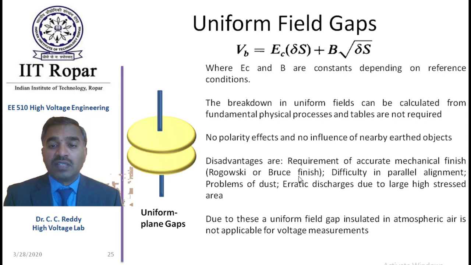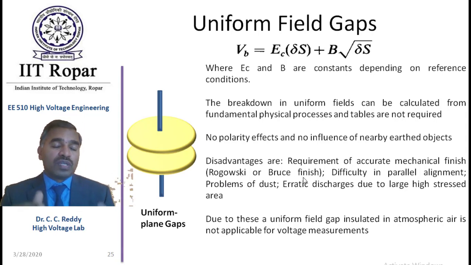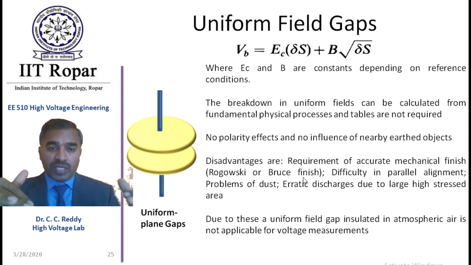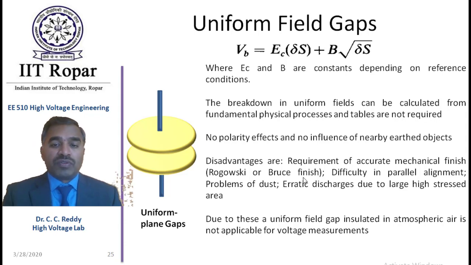But disadvantages are the requirement of accurate mechanical finish, known as Rogowski or Bruce finish. So Rogowski or Bruce finish is, the electrodes are to be shaped at the edges with such a radius of curvature or with such a profile, known after the names of Rogowski profile or Bruce profile, so that the electric field between these plane electrodes is more or less uniform. So in order to maintain that, we need very fine mechanical finish.